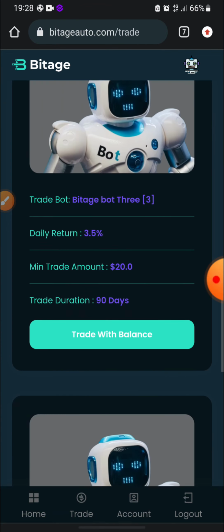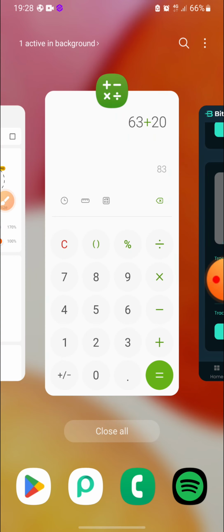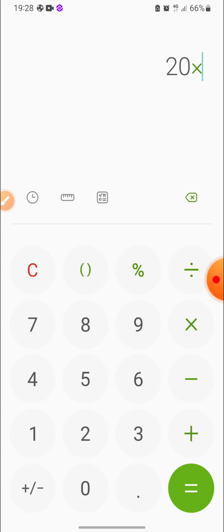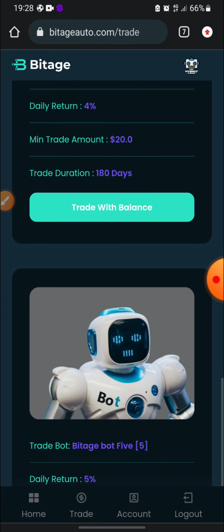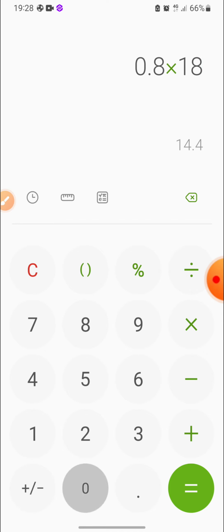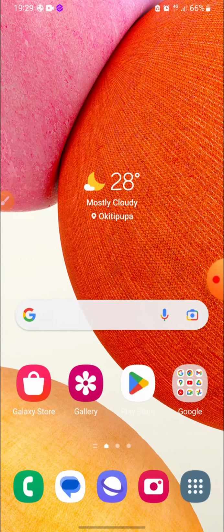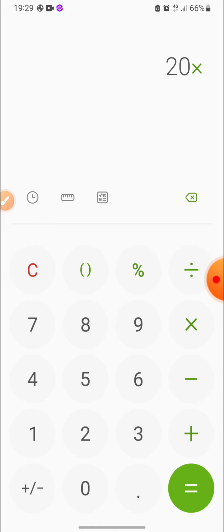Wow, that's so nice. So when you go for the Bitage Boat 4, which is 4%, and the Bitage Boat 5 is 5%. Let me calculate for the Bitage Boat 4. 4% is equal to 0.5, and you are trading for how many days? I think that's 120 days. Okay, sorry guys, you are trading for 180 days, so you are getting the total of $444 just with your 20 USDT. Wow, this is so huge. And for the last one, which is 5% daily, that's 5% daily for 365 days, so 20 USDT, 5% daily, so you are getting the total of $365 just with your $20.